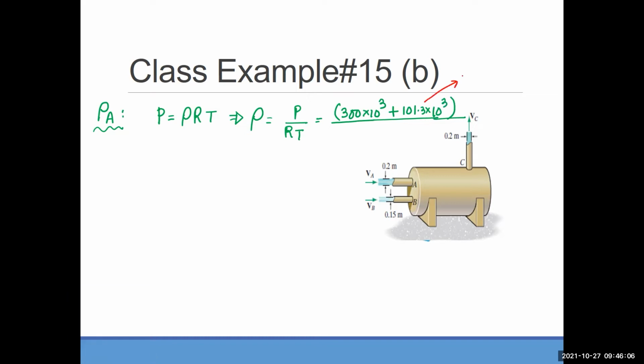I will just make a note. P atmospheric. Can you give me the R value for the carbon dioxide from the appendix A? And the temperature will be what? 250 plus 273 K. Give me the R value for carbon dioxide.